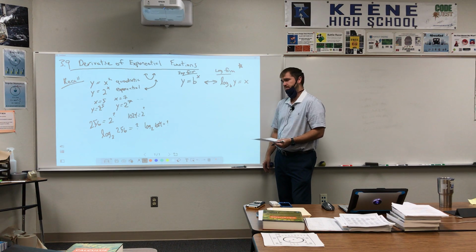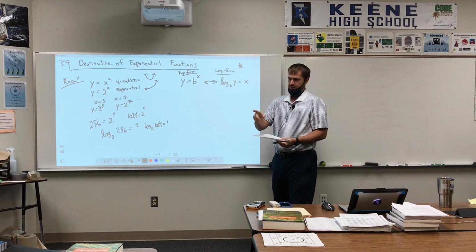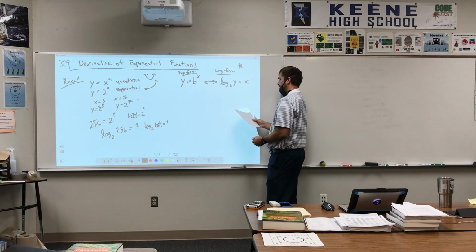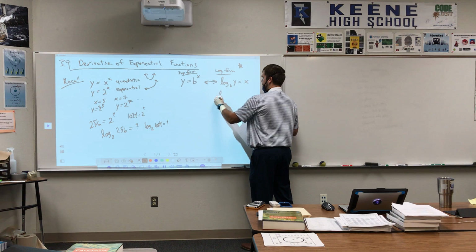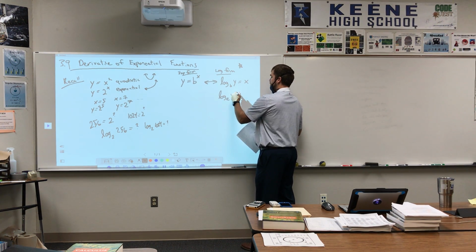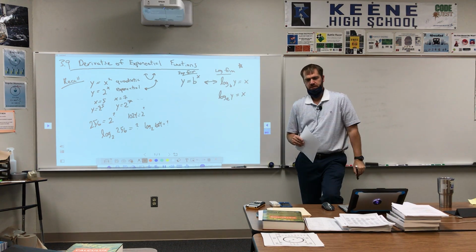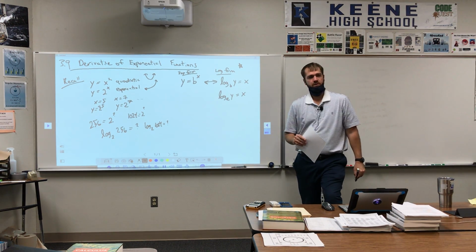There's another special letter besides pi. Do y'all remember what it is? It's e. It's Euler's number here. So log base e of y equals x. That is sometimes called the natural number. Sometimes it's called Euler's number.